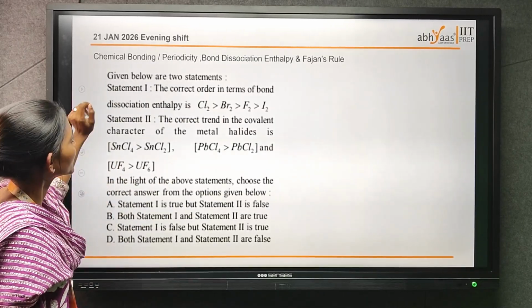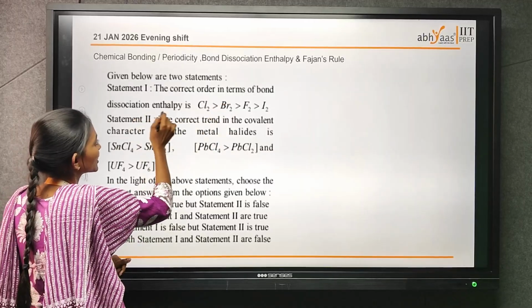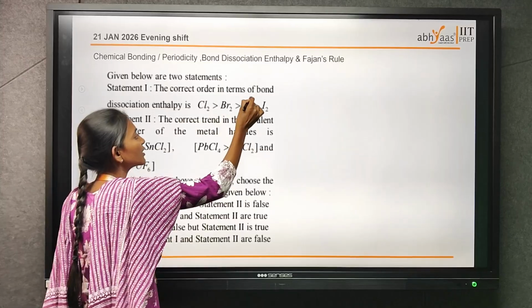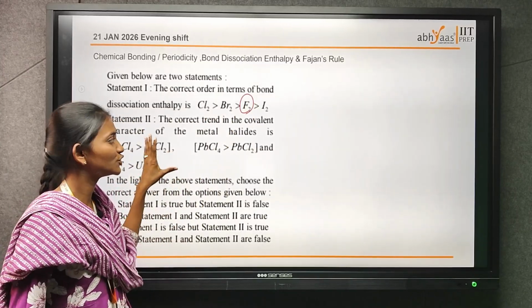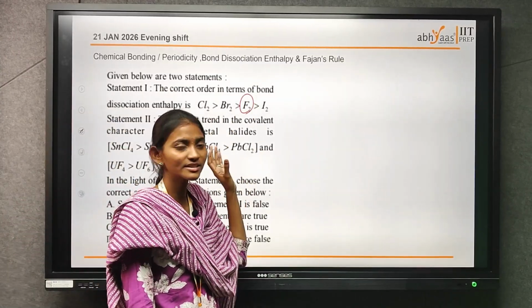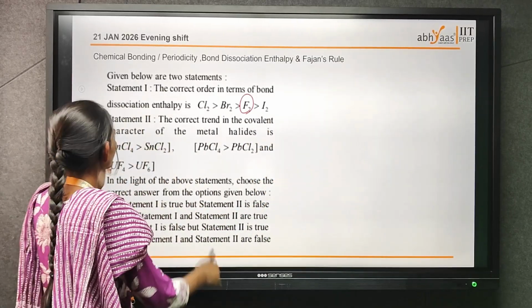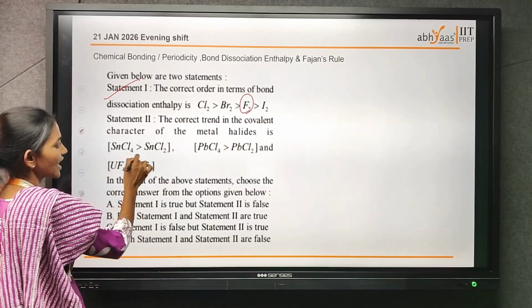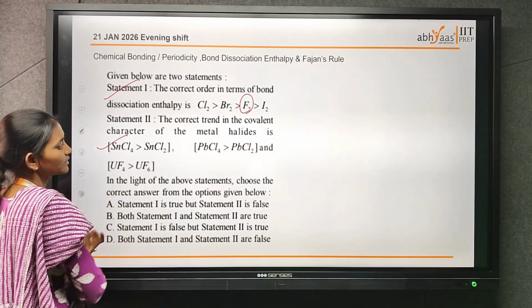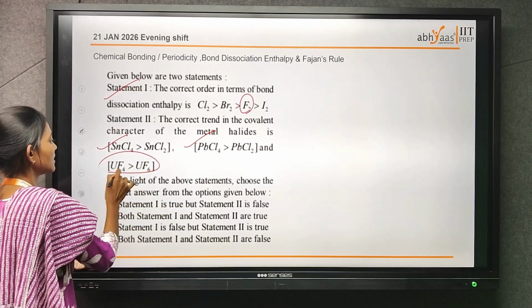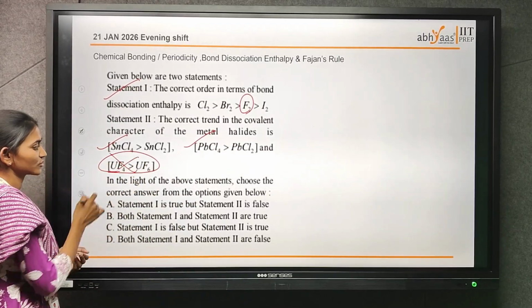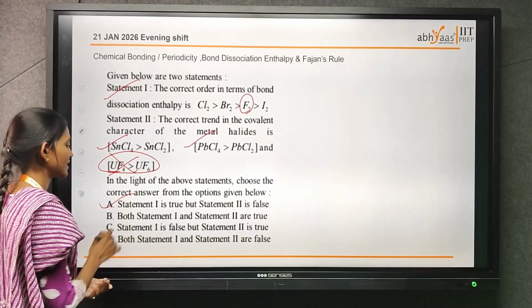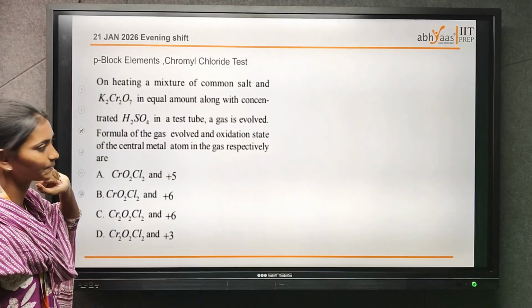And moving on to the next question, we are having from periodicity the correct order in terms of bond dissociation energy of chlorine, bromine and iodine. What is happening here is that fluorine will drastically decrease. Why? Because of what? Small size, and bond dissociation energy will decrease drastically. So the option will be right. And the statement on the correct trend of covalent character of metal halides. See here, we are having tin chloride, yes, correct. This one is also correct. But coming to this case, 4 and 6, not this. This option is going to be correct. So statement 1 will be true and statement 2 will be false. So the option will be A. Not that lengthy, somewhat tricky.